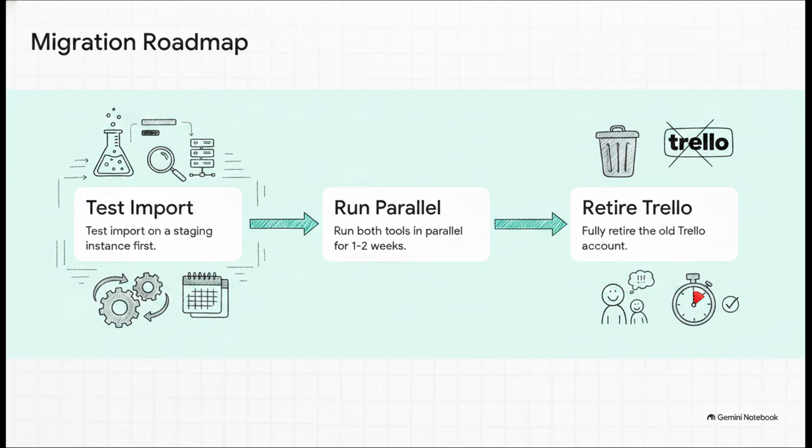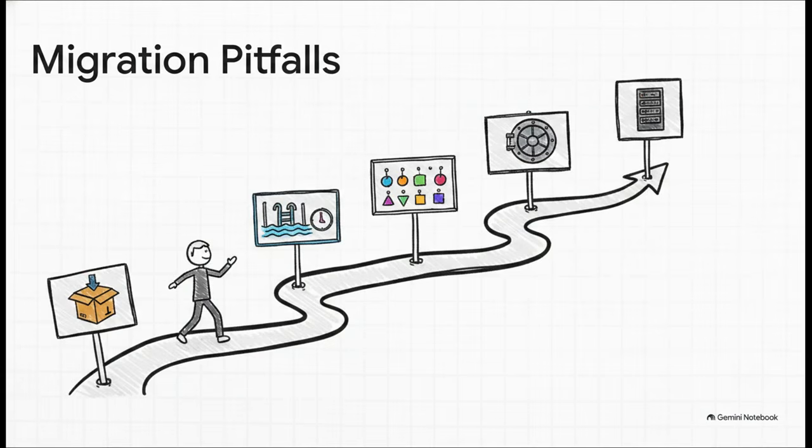Step 2. Run both your old tool and Wekan in parallel for 1 to 2 weeks. This just confirms smooth team adoption without any unnecessary panic. Step 3. Fully retire the old account. Because this dedicated import tool is so automated, most teams get through this entire migration comfortably within a couple of weeks. To make absolutely sure you feel 100% equipped for this, here are some rapid-fire migration pitfalls to avoid.